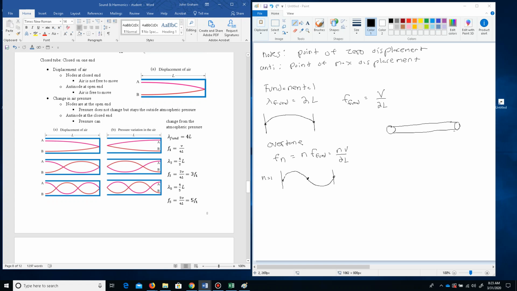And the same thing works with the air pressure, and it's kind of just reversed. You have a node where the pressure cannot change, and where the pressure can change, you have an antinode. And so we add more nodes as we move through, and the same thing happens. Basically we skip the second and fourth harmonic, and we'll skip the sixth harmonic and eighth harmonic all the way down with the way that this works.